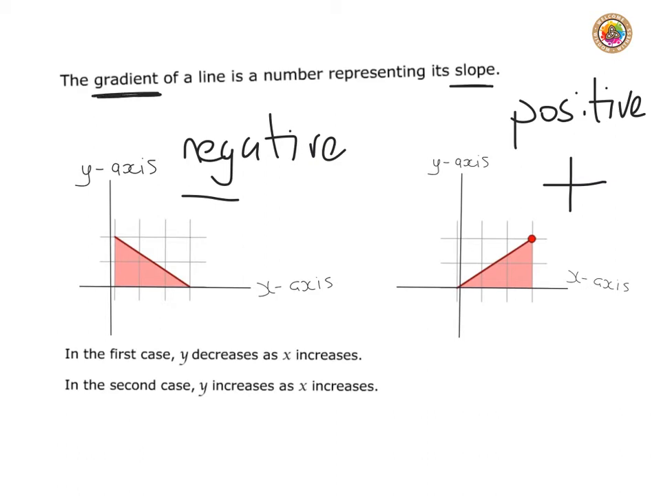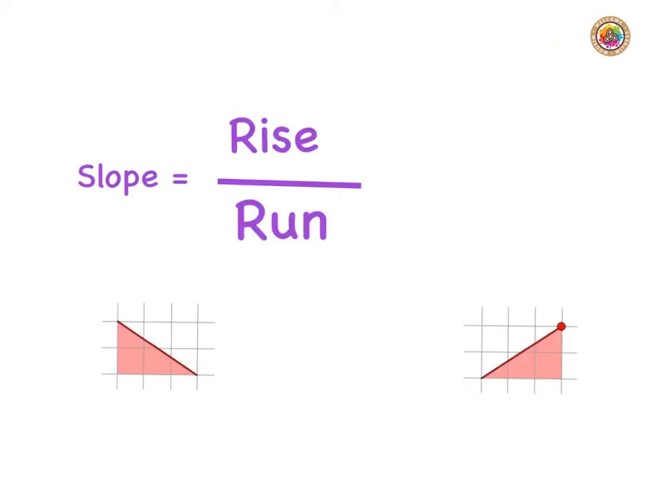The other very important thing for us to remember is they're represented by the letter M. So the letter M always represents slope. And to calculate the slope of a line, we have two different methods. The first method is very simply the rise over the run.